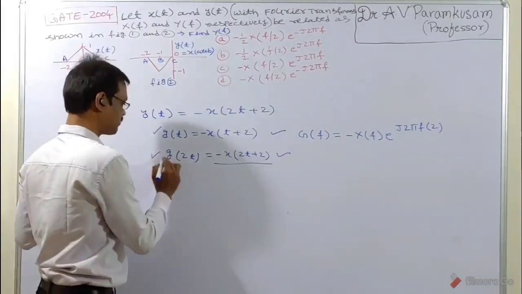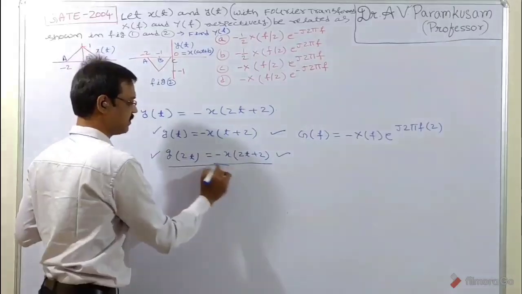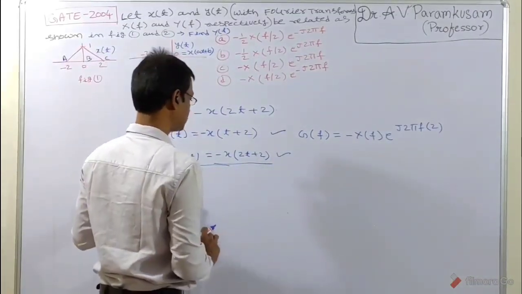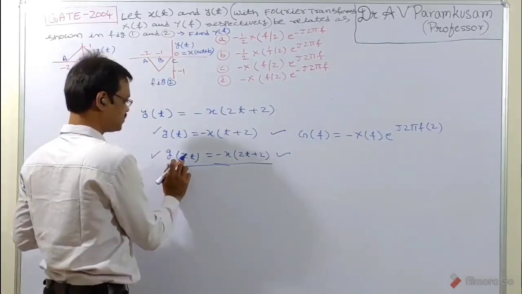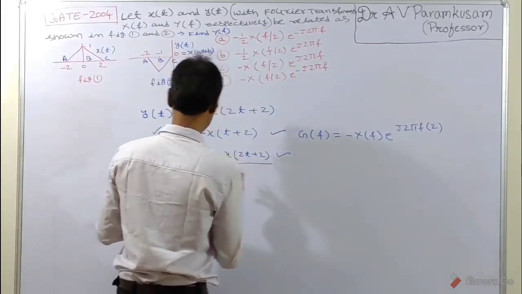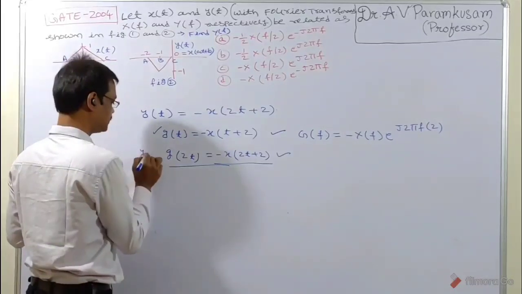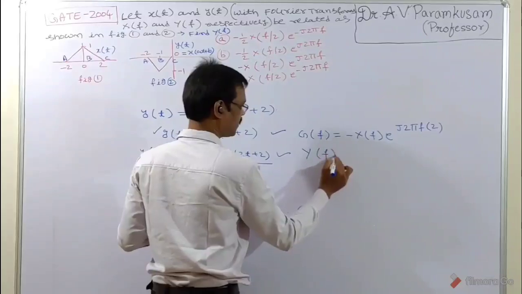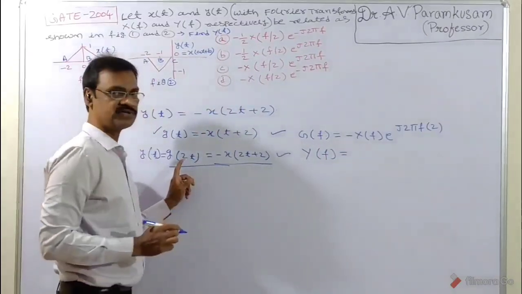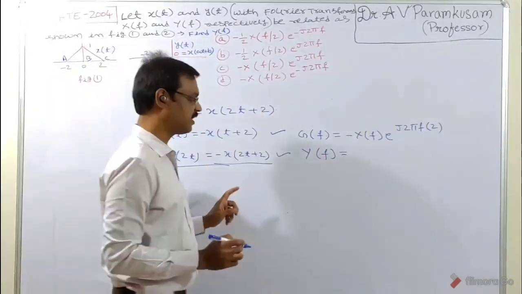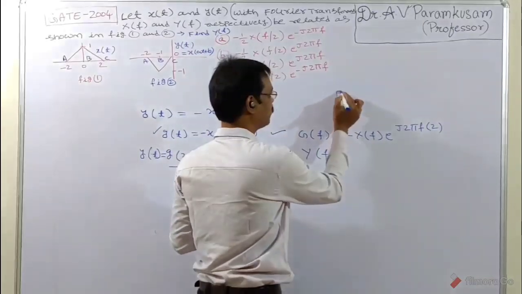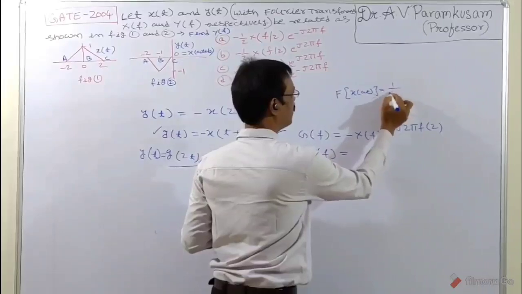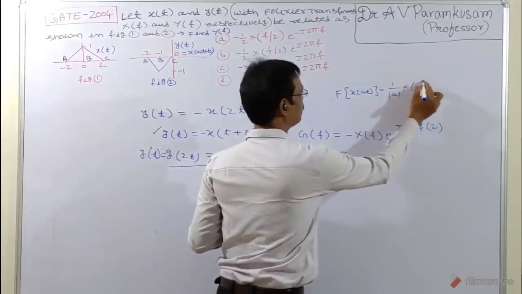Now you apply the Fourier transform on both sides for this equation. Then what is the Fourier transform of g of 2t? This is equal to y of t. So Y of f is equal to the Fourier transform of g of 2t. According to the time scaling property, the Fourier transform of x of at is equal to 1 by mod a into X of f by a.